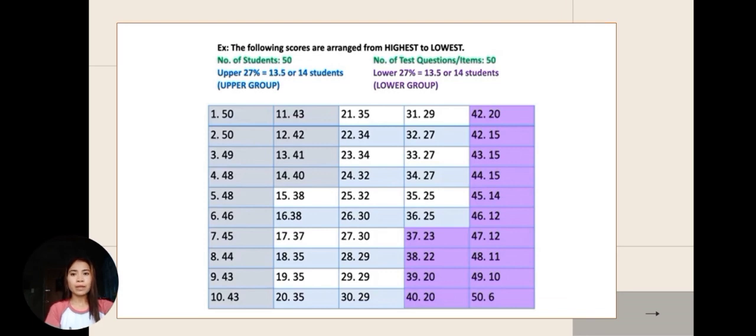So in this example, these are the scores from a conducted test which are arranged from highest to lowest that consist of 50 items and 50 students. In this case, the 27% of 50 is equivalent to 14 students. Therefore, we should pick 14 students who got the highest scores and 14 students who got the lowest scores, and the remaining scores will remain for the evaluation.